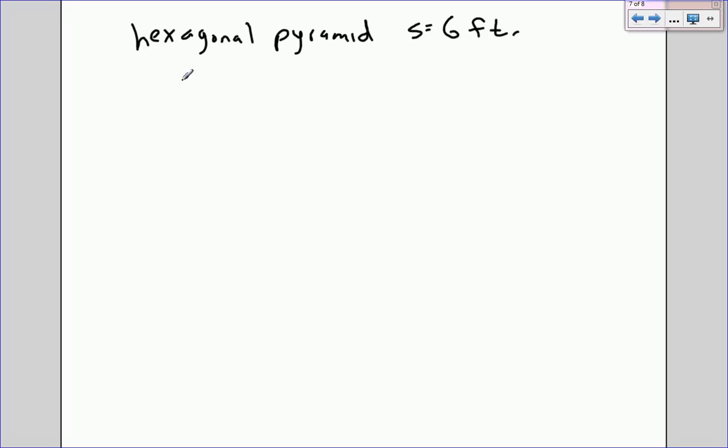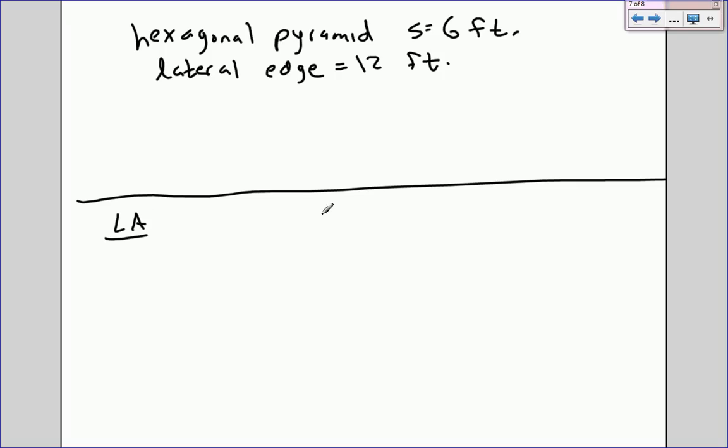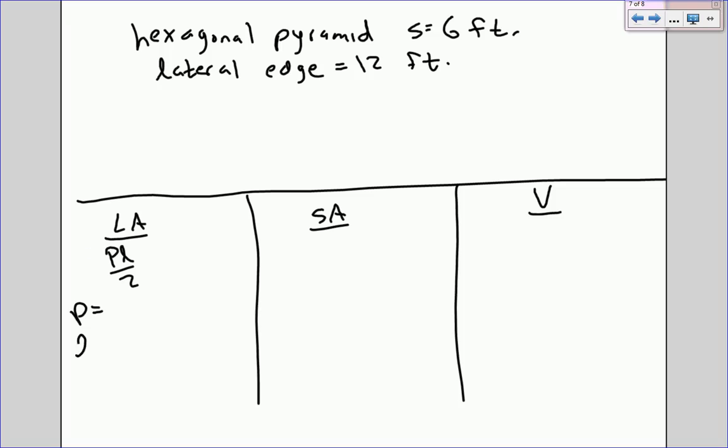All right, let's look at one more example here. Let's say we have a regular hexagonal pyramid. So it's a hexagonal pyramid with side lengths of 6 feet. The lateral edge equals 12 feet. And I want to know, once again, the lateral area, the surface area, and the volume. So we organize our work just like that. Lateral area equals PL over 2, surface area equals PL over 2 plus big B, and volume equals big base times height divided by 3.